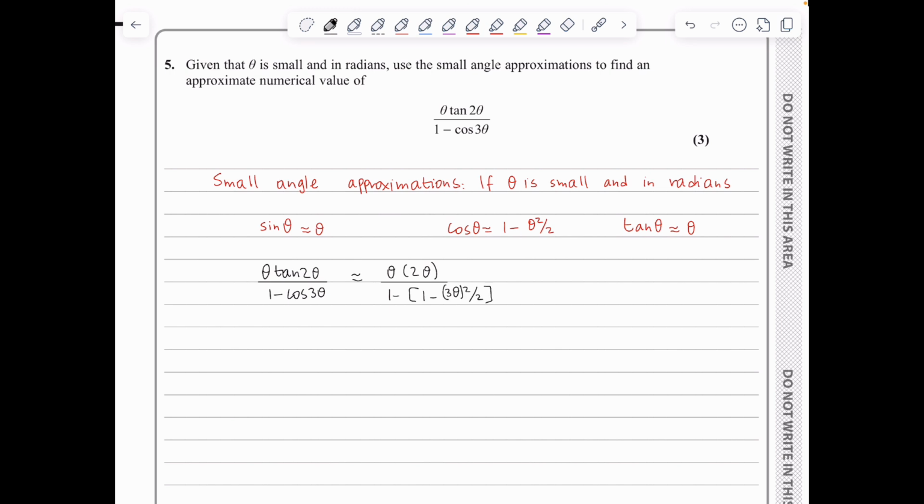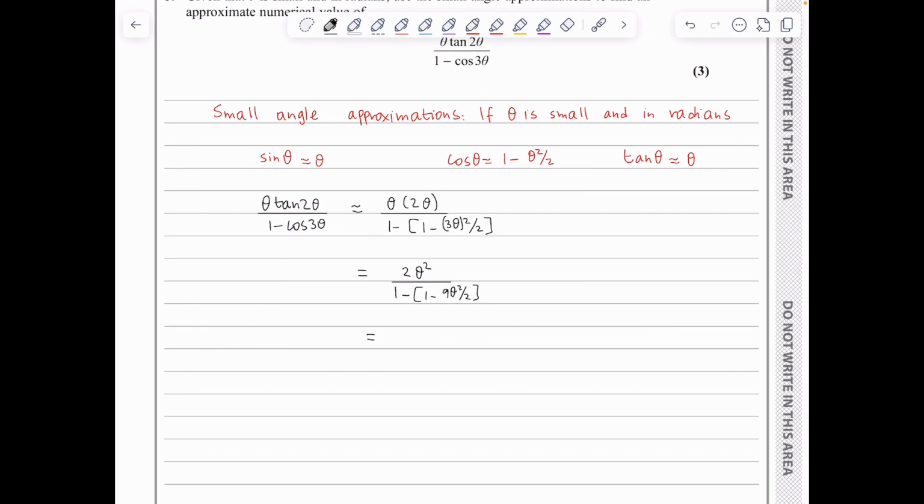Now let's simplify this. We are looking at 2 theta squared over 1 minus (1 minus 9 theta squared over 2). I will proceed in simplifying. We've got 2 theta squared in the numerator, and in the denominator we've got 1 minus 1 plus 9 theta squared over 2.